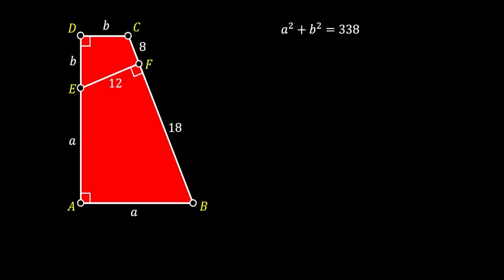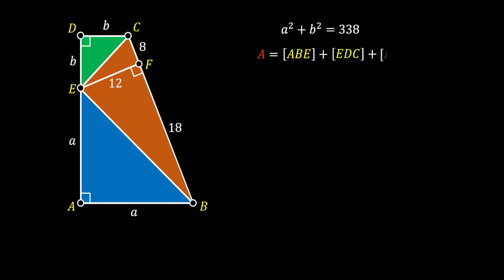But remember, we are looking for the area of the whole trapezium. So we can get this area by dividing our trapezium into 3 triangles. We can say that the area of the trapezium is equal to the area of the triangle ABE plus the area of the triangle EDC plus the area of the triangle BCE. So now you can probably notice that all 3 triangles are actually right-angled triangles. And we can also say that the area of any triangle is equal to half of the product of its base and the height.